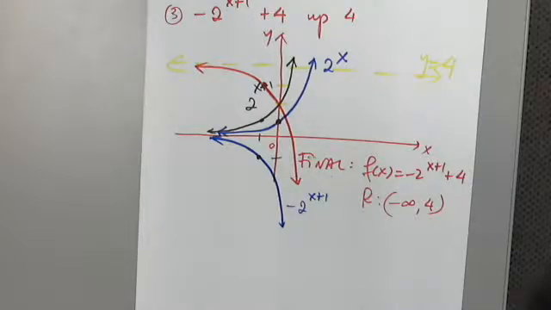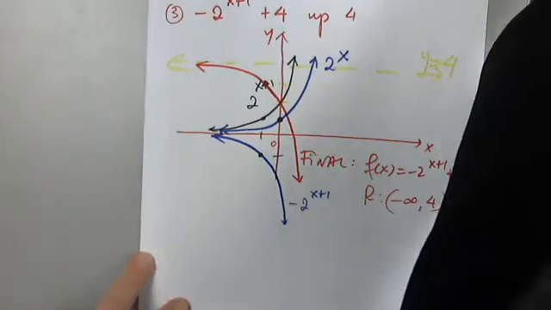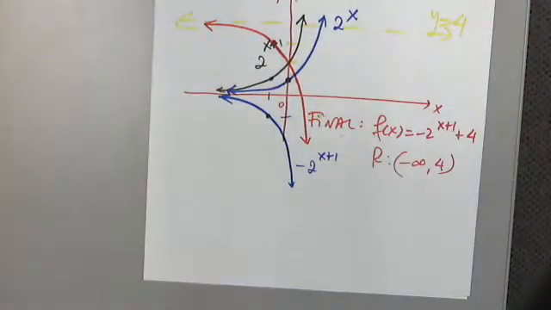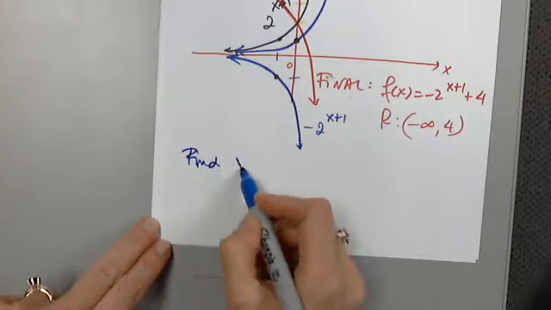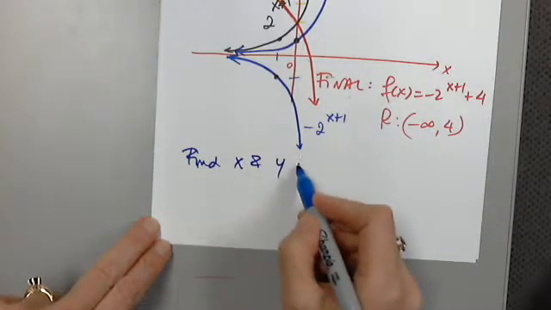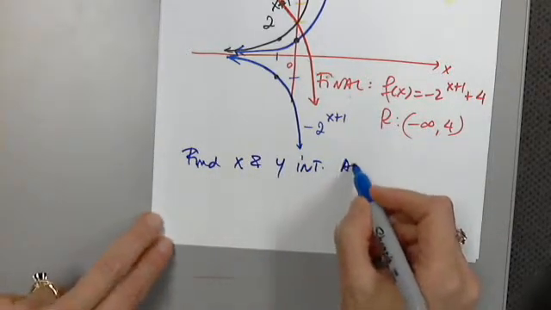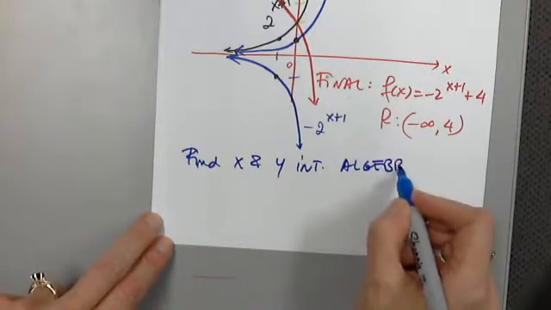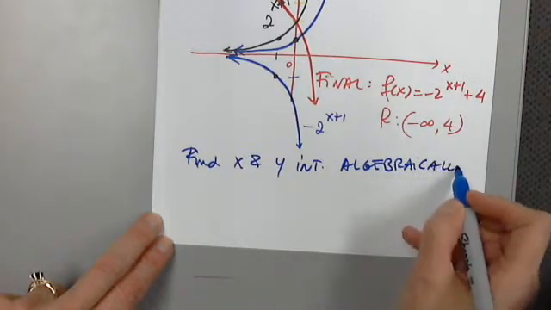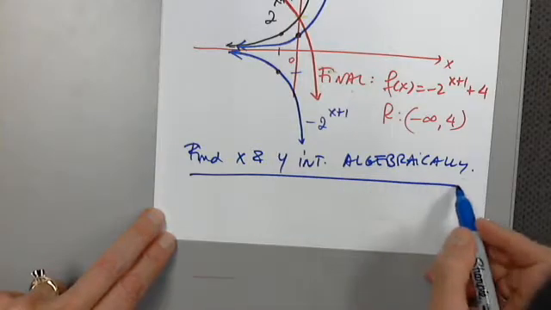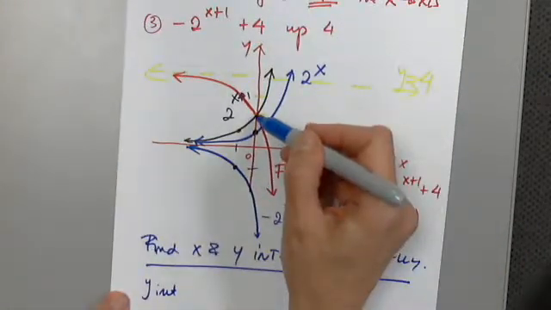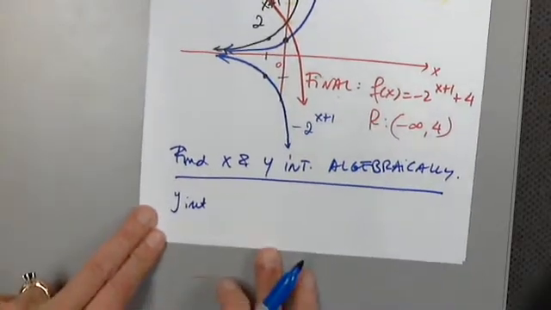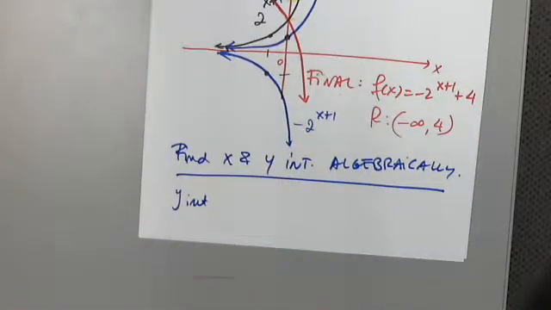Any questions? Now I would like to find the x and y intercepts algebraically. Find for the same function, x and y intercepts algebraically. Let's start with the y-intercept. I want to determine this point, see where it is. What do I have to do when I find the y-intercept for any function?